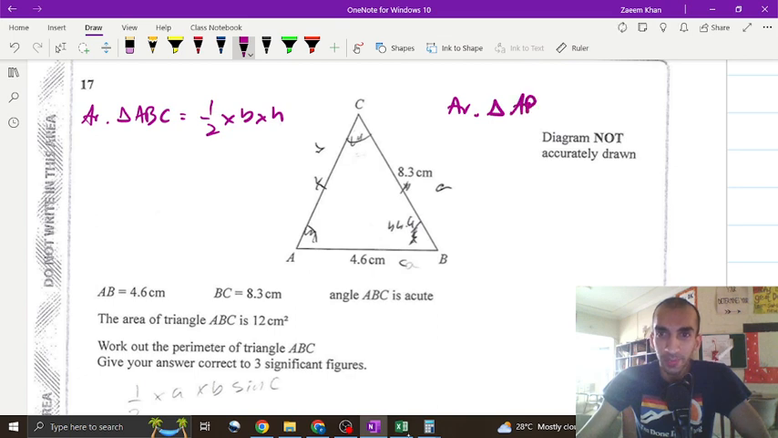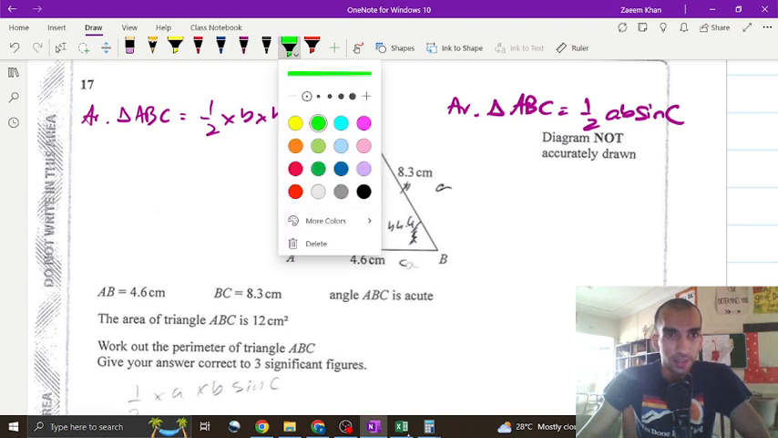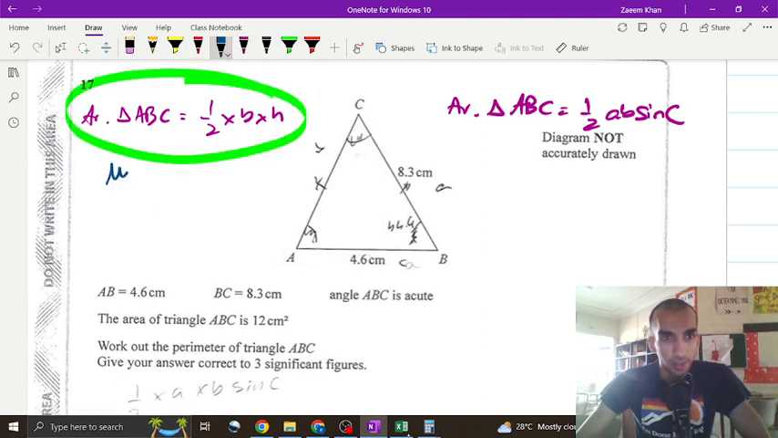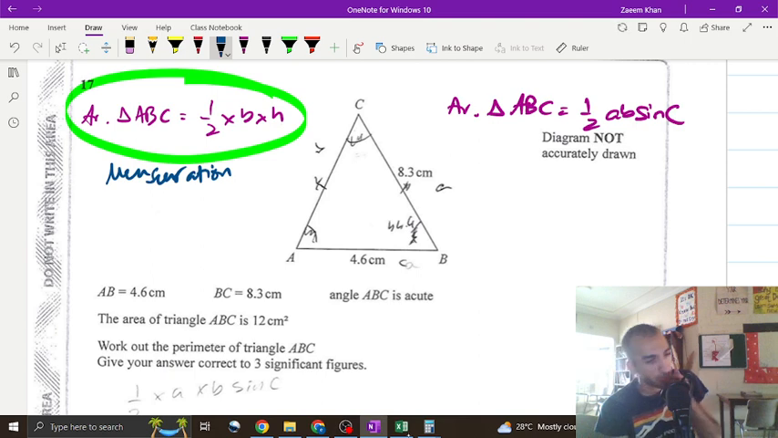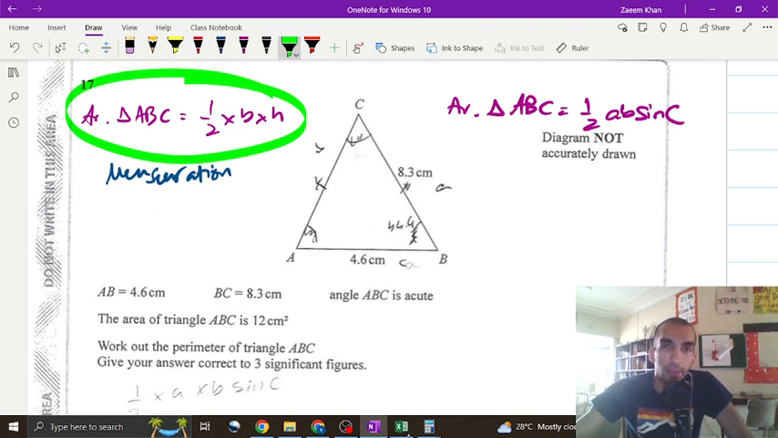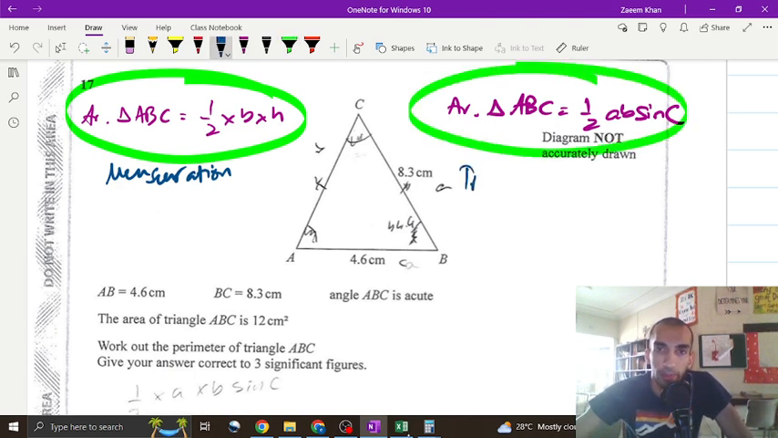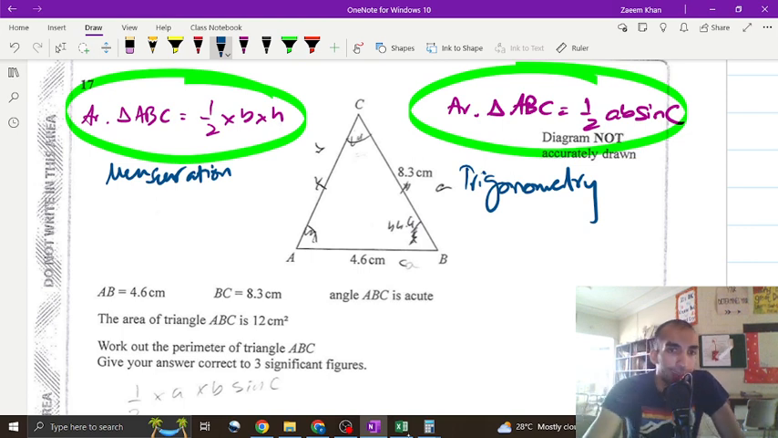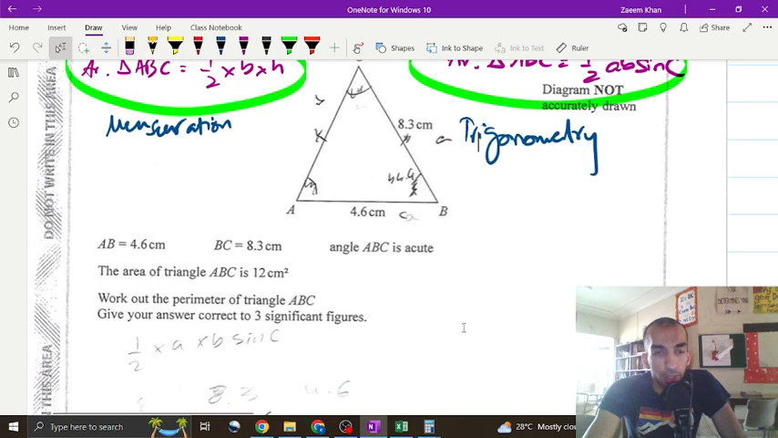Area of triangle ABC can be calculated by half into AB sine C. This is mensuration. Mensuration is just a fancy name for calculating areas and volumes and lengths and sizes of shapes and objects. And this is the formula that you use in trigonometry. This question involves trigonometry way more than it involves mensuration to begin with. In fact, it involves both of them. But we're going to be beginning with the formula on the right.